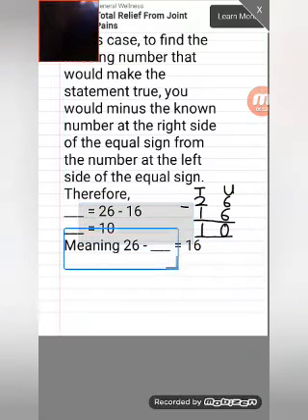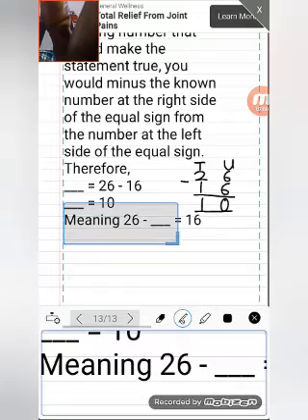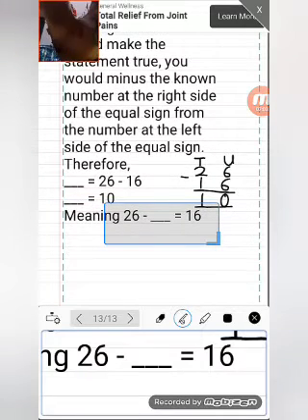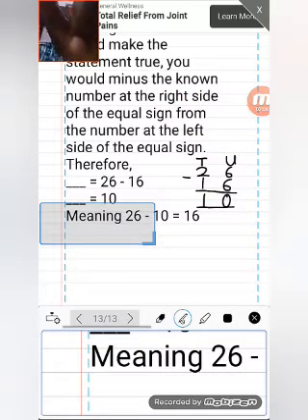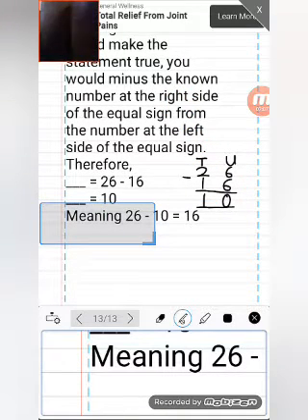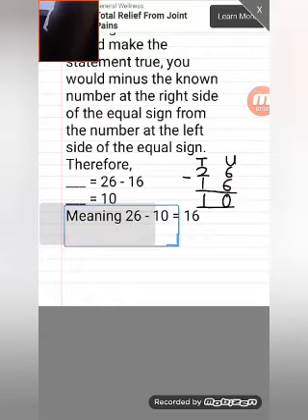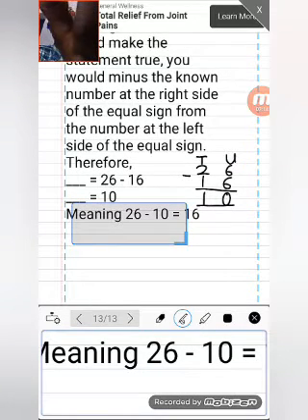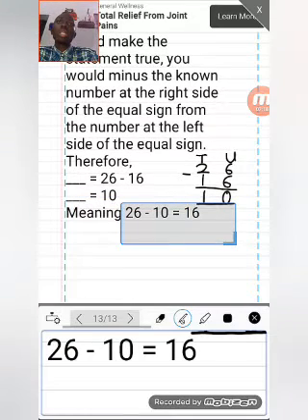So this is the missing number. 26 minus this should be, so we can see that 26 minus 10 was supposed to be the blank with the missing number that we have just found. 26 minus 10 would give us 16. So you can see what we did.